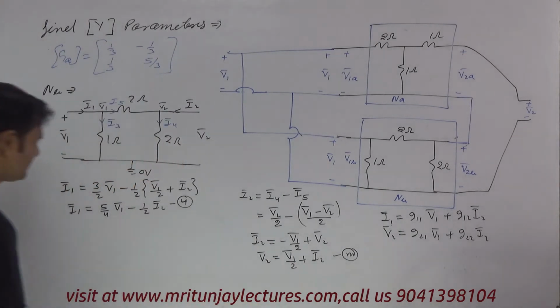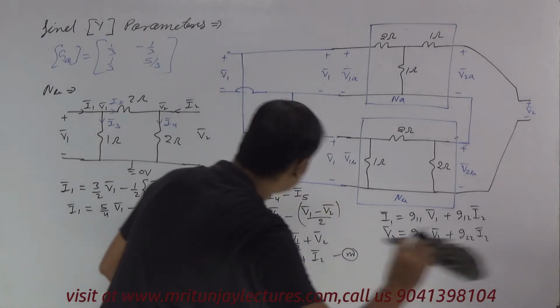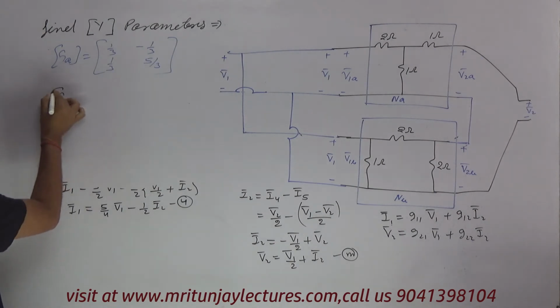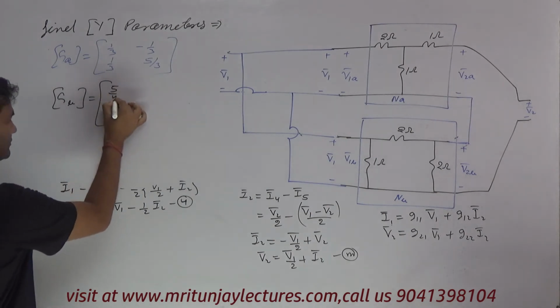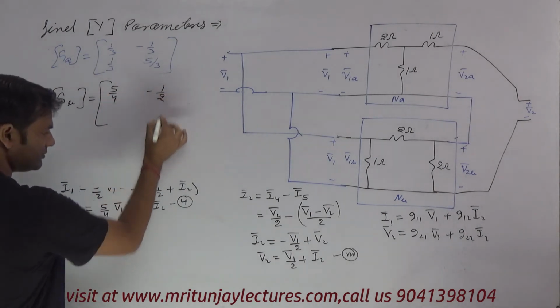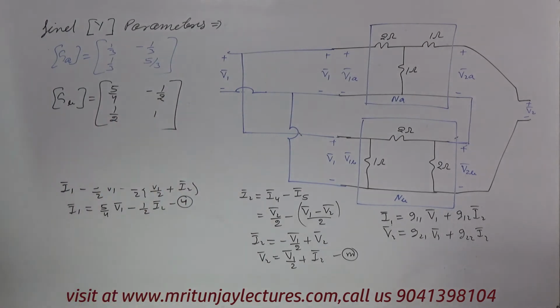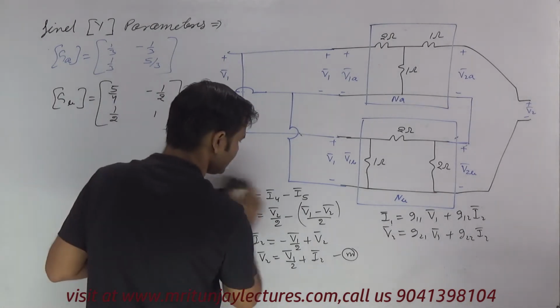Now our next target, ZB is written as 5 by 4, minus 1 by 2, 1 by 2 and 1. Clear or not? I1 is equal to this. Now, finally.